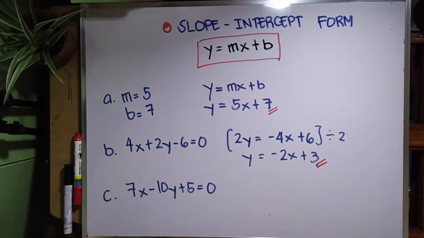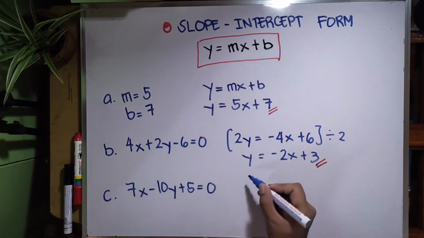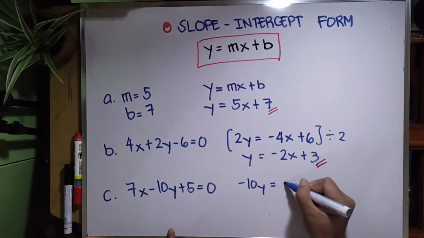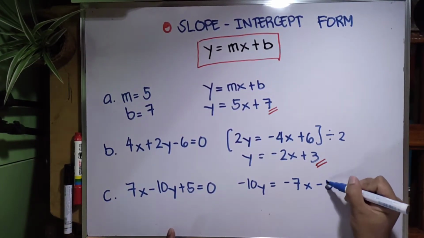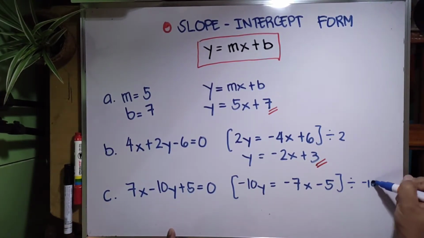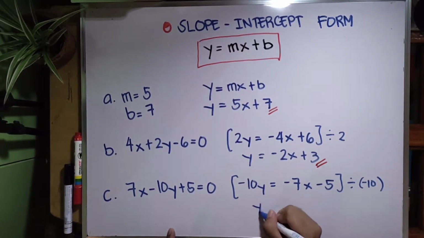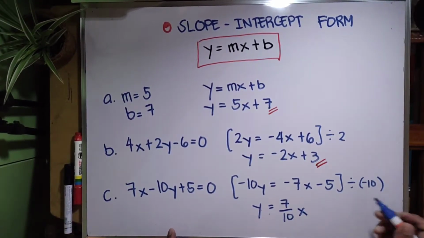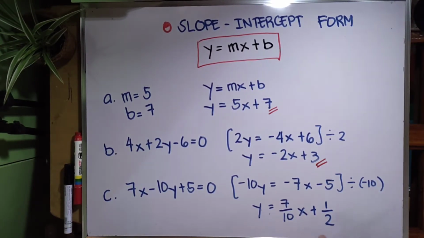Lastly, okay, same as well. General equation, convert into slope-intercept form. So, by manipulation, negative 10y equals negative 7x minus 5. Now, dividing both sides by negative 10, magiging y is equivalent to 7 over 10 x plus 1/2, where the slope is 7 over 10 and the y-intercept is 1/2. Okay? Very easy.